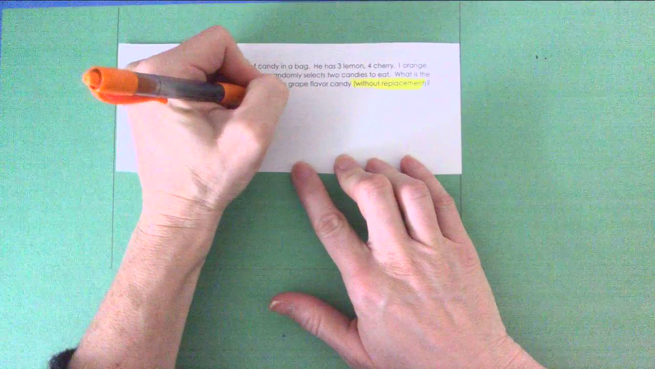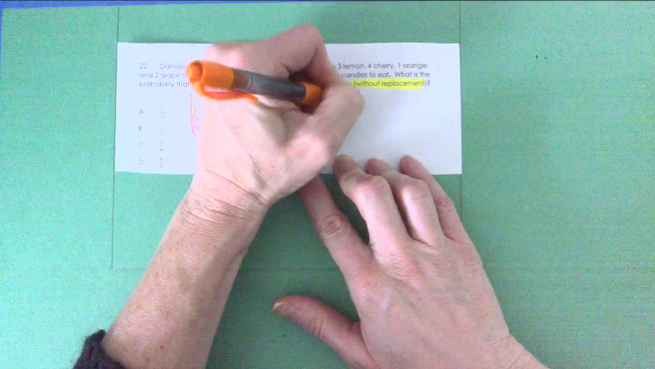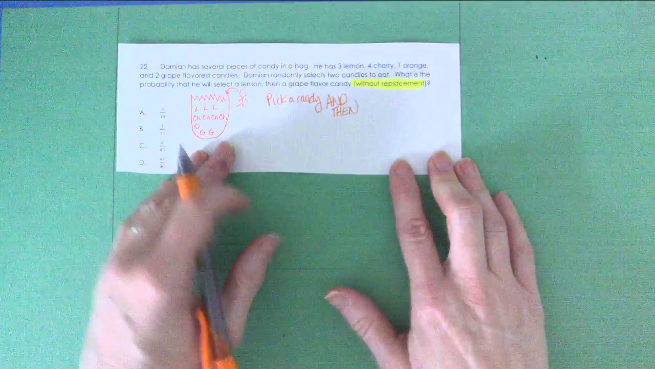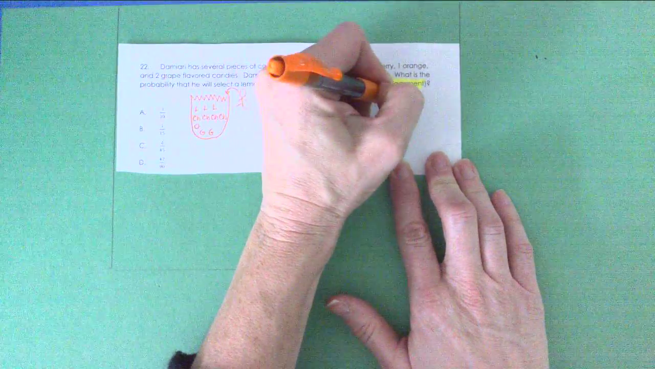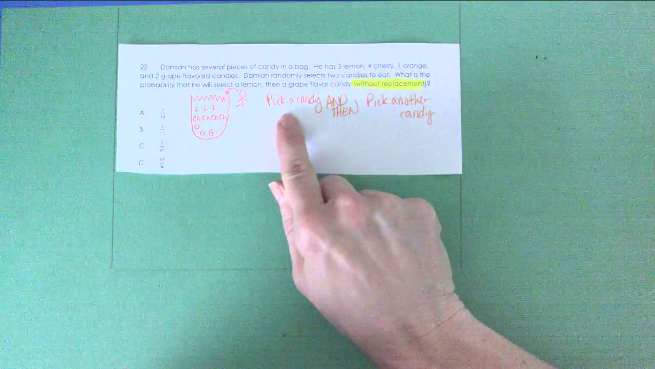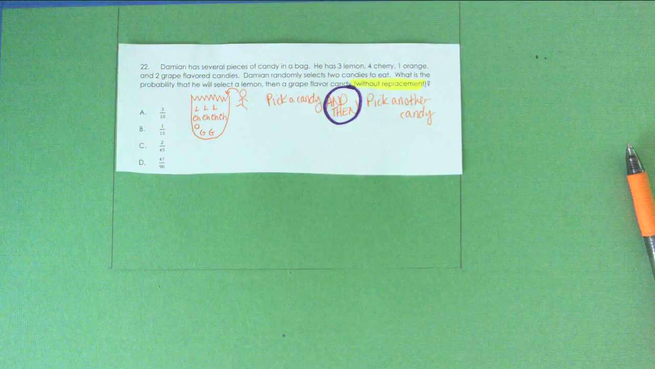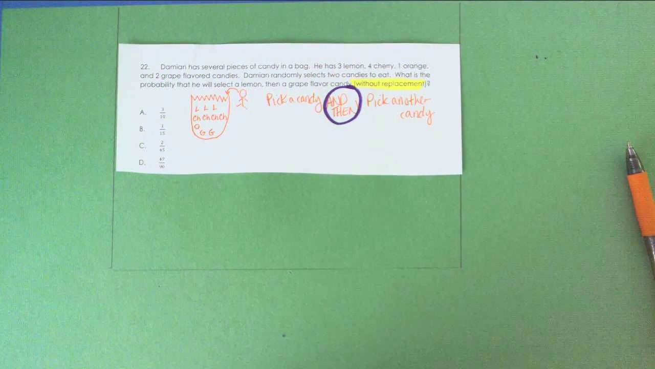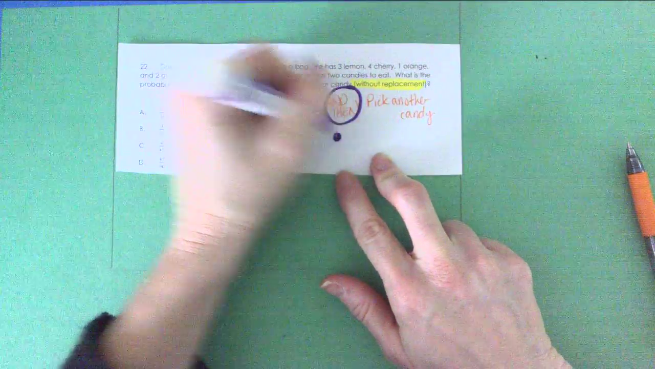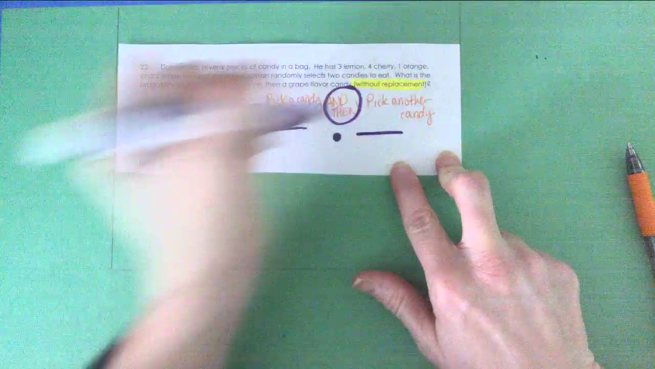He's going to pick a candy and then pick another candy. He's picking 2. He's going to pick 1 and then another. That means multiplication of 2 probabilities. So I'm going to put a big old times sign here. I'm going to do the probability of the first pick times the probability of the second pick.